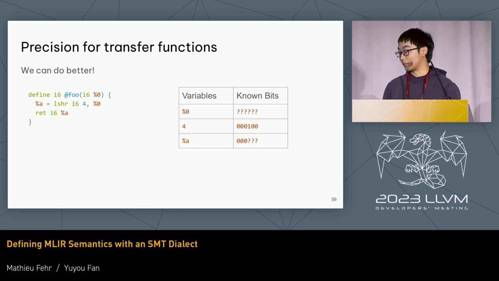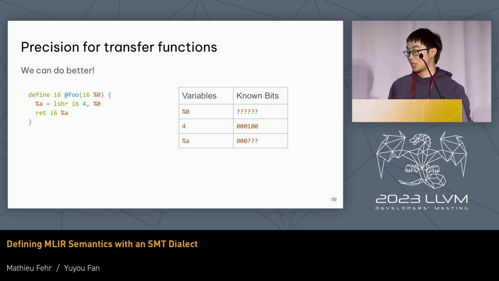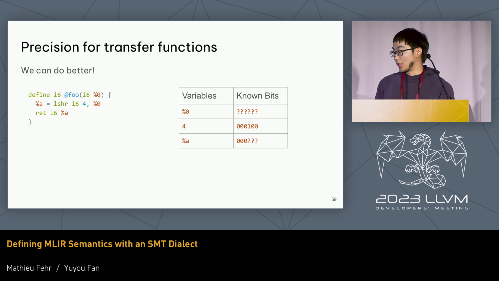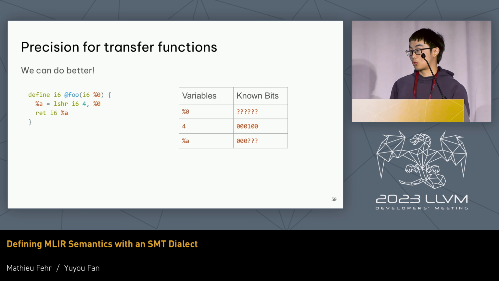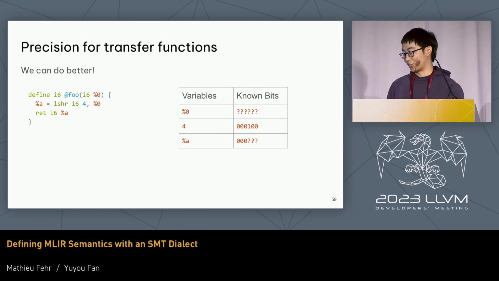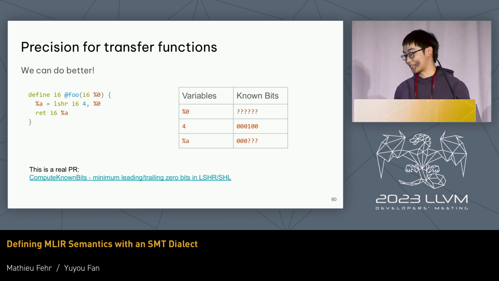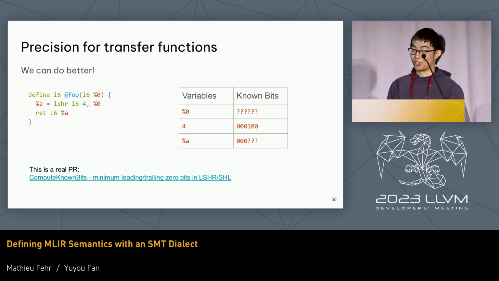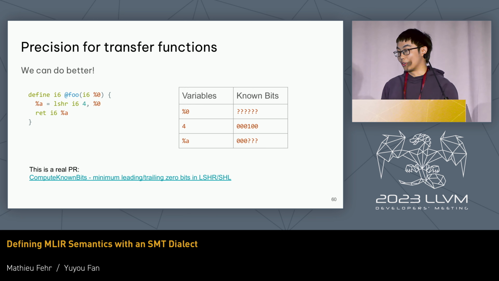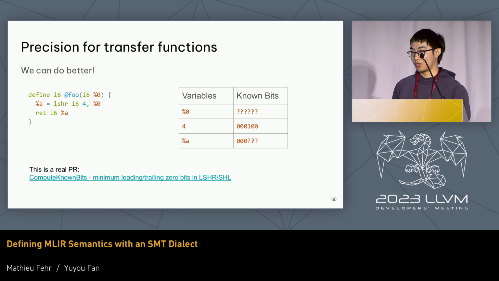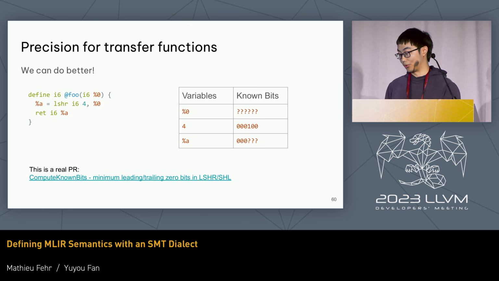However, we can do better. So this is another transfer function. By applying this transfer function, it asserts that the first 3 bits in A are zeros. This is also correct. And you may ask, why bring this example? Because it is a real pull request: compute known bits, minimum leading or trailing zeros in logical shift right or shift left. So if you want to check the precision of your transfer function, we can also produce a counterexample for you.